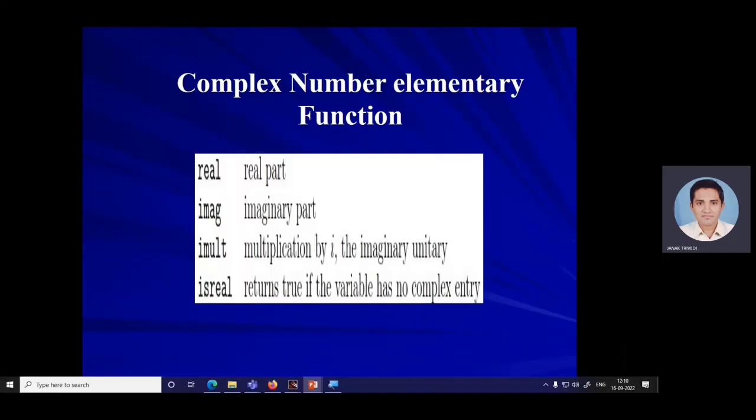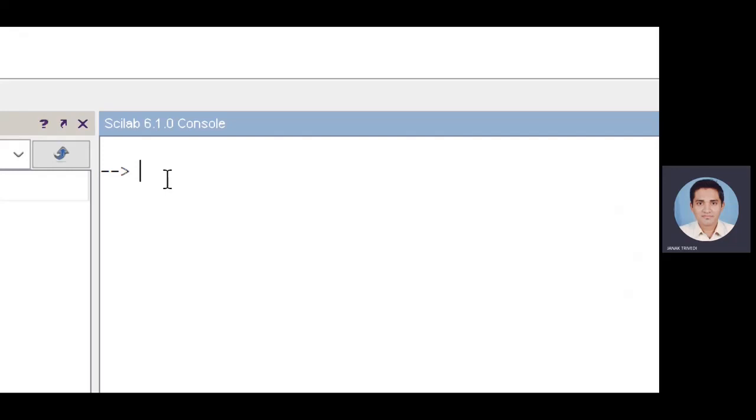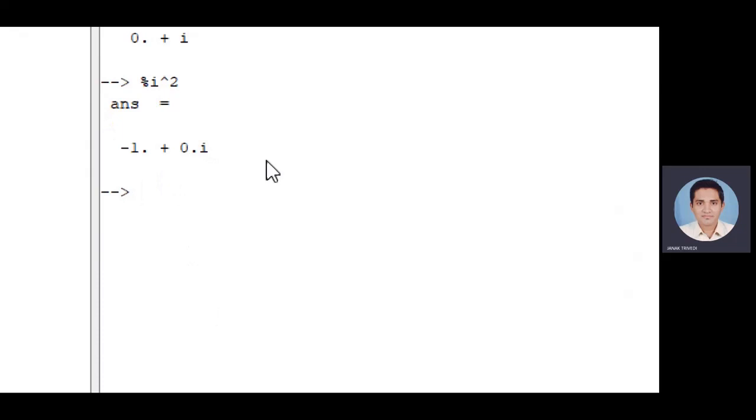Complex number elementary functions: real, imaginary, and multiplication can be checked with the help of Scilab. So let's do this kind of task in Scilab. First, clear and CLC. Then type %i, so this is 0 plus i. Then %i squared. What is the value of i squared? I squared is -1, so you get -1 plus 0i.